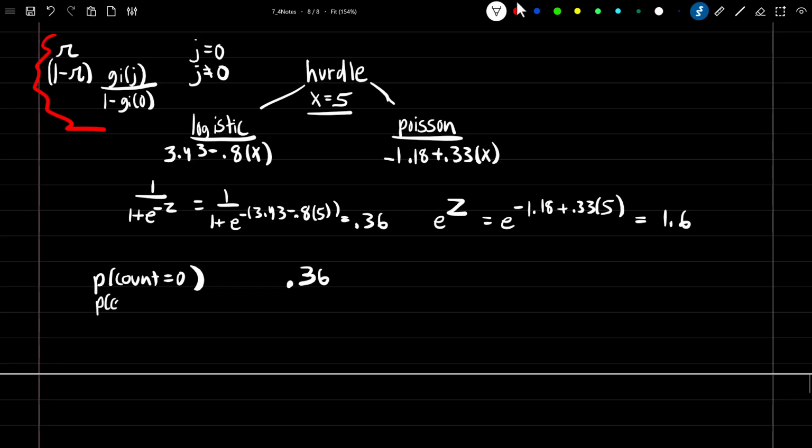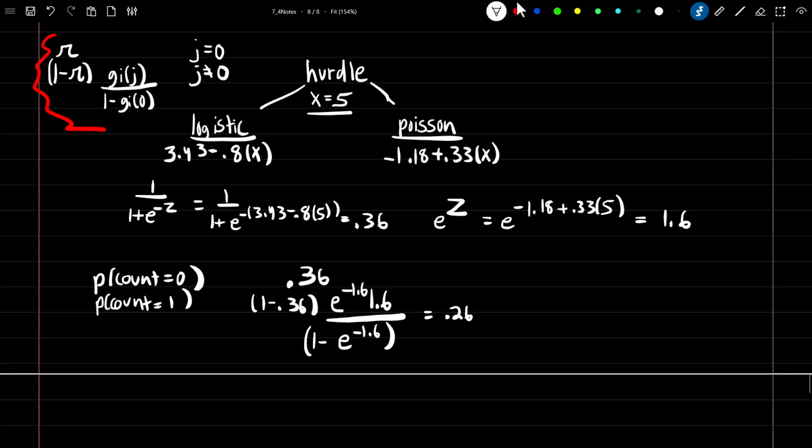Now the probability that count is equal to 1 is going to be 1 minus 0.36, and then times our function evaluated at that value divided by 1 minus that function evaluated at 0. So evaluated at that value is going to be our e to the negative 1.6 times 1.6, because it's just our Poisson distribution, the probability that y is equal to 1, and then divided by 1 minus e to the negative 1.6. And this will produce a value of 0.26.